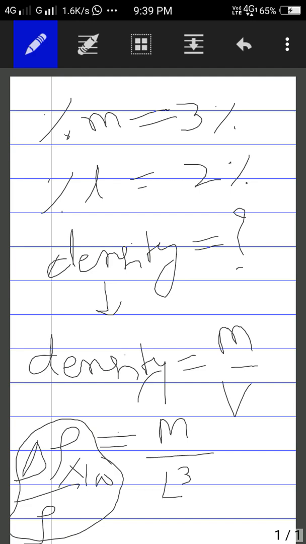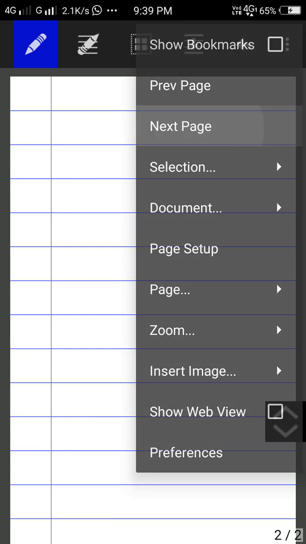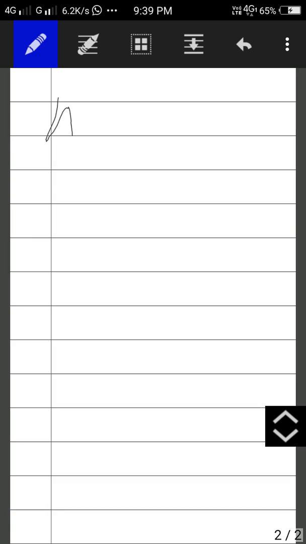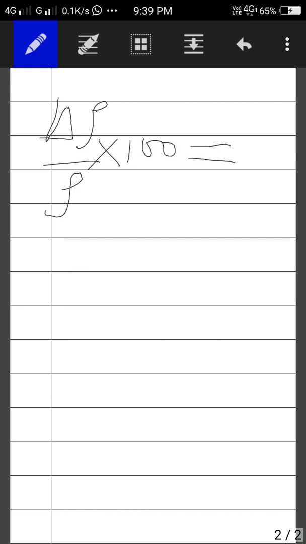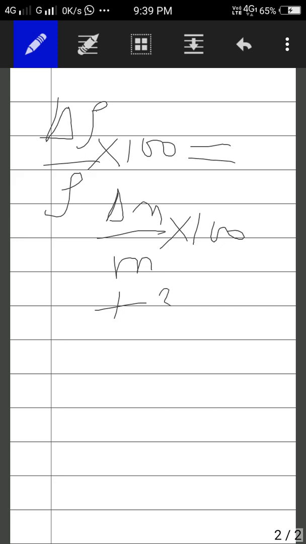And in RHS we have to write del m by m plus, we will mold this formula. Let us move to the next page. We will have del rho by rho into 100 equal to del m by m into 100 plus thrice of del L by L into 100. 3 comes here because the power of L was 3, for m by L cube was the density formula, that's why.